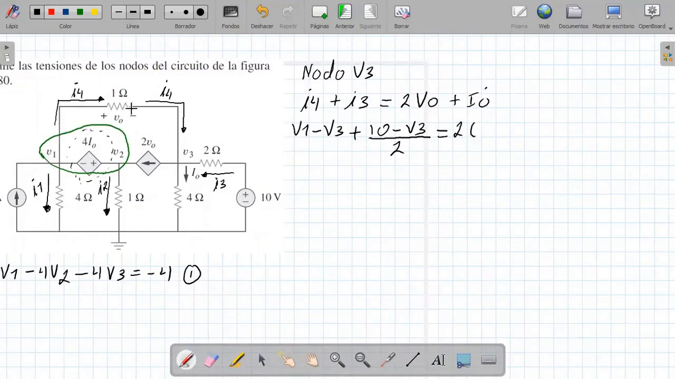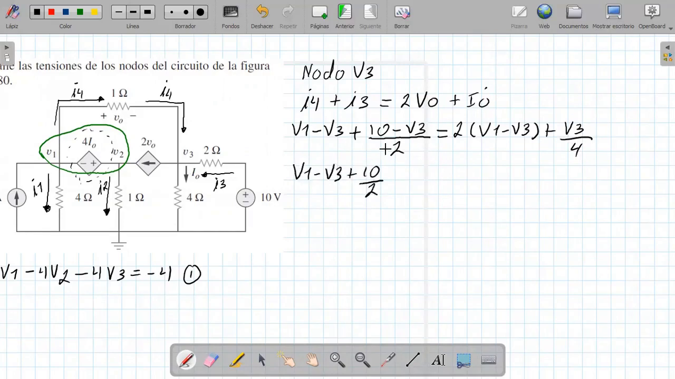But we had already said that V0 is V1 minus V3, since we already have practice. Plus I0. The current coming through here is V3 over 4. Okay, we start working on the algebra: V1 minus V3 plus 10 over 2 minus V3 over 2 is equal to 2 times V1 minus 2 times V3 plus V3 over 4.